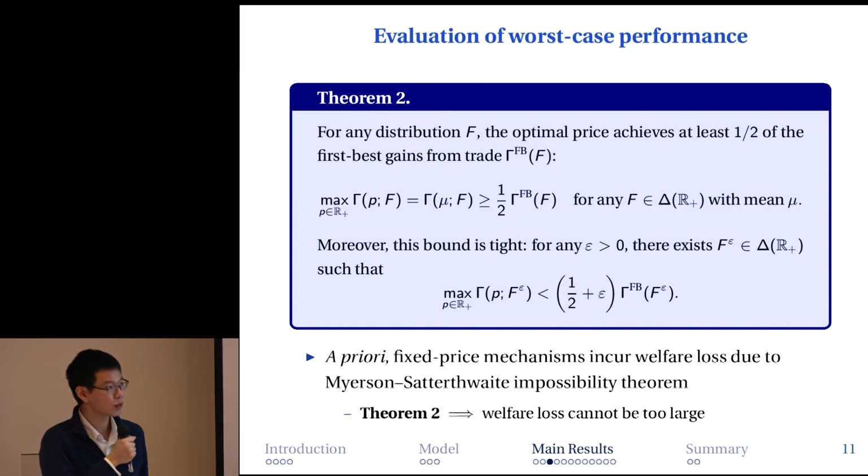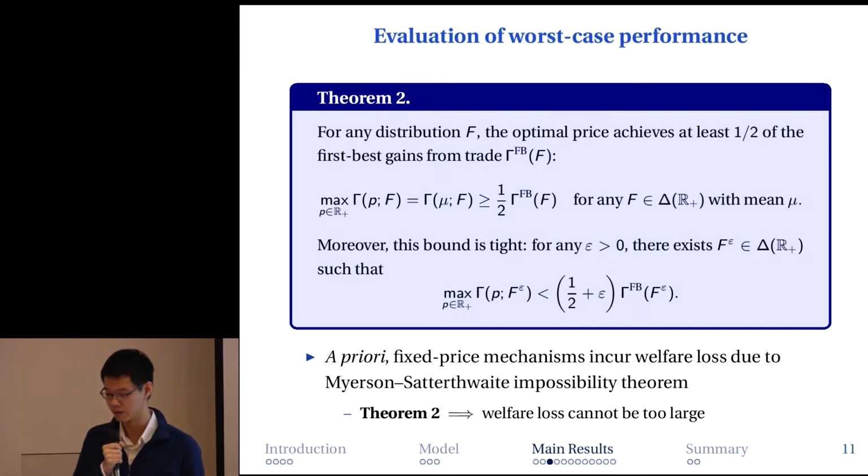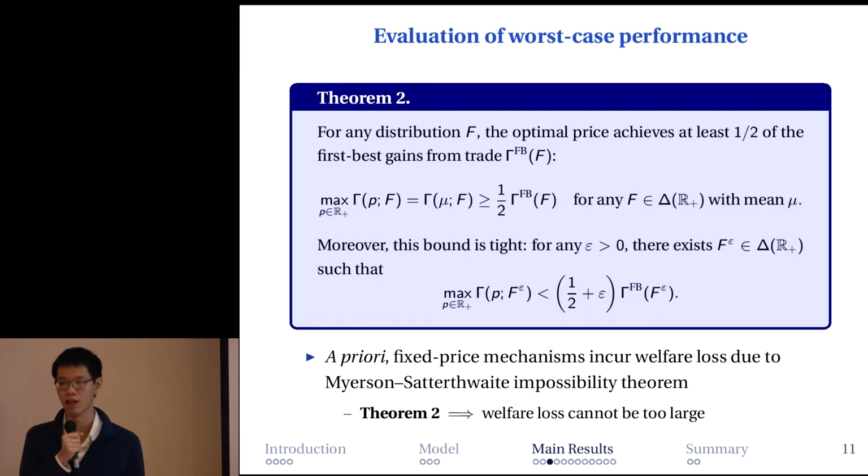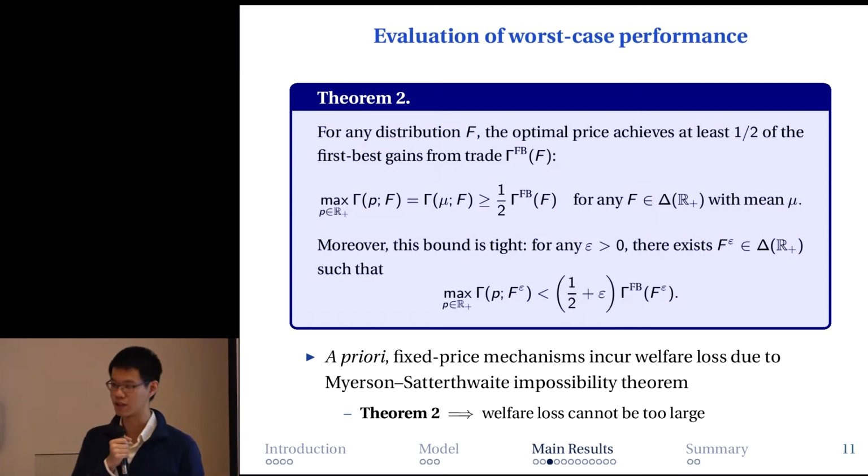And the way to interpret this theorem is that a priori fixed price mechanisms incur welfare loss due to the Myerson-Satterthwaite impossibility theorem. And in this light, theorem 2 shows that the welfare loss, by restricting attention to fixed price mechanisms, cannot be too large. And in particular, we give a sharp upper bound as to how big this welfare loss can be relative to first best gains from trade.